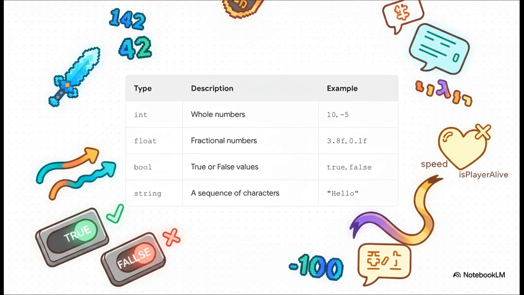Next up is bool, short for Boolean. This one is super simple. It can only ever be true or false. It's the basis for all logic, perfect for tracking things like is player alive or is door open. And finally, we have string, which is how you store text, like a player's name or a line of dialogue.